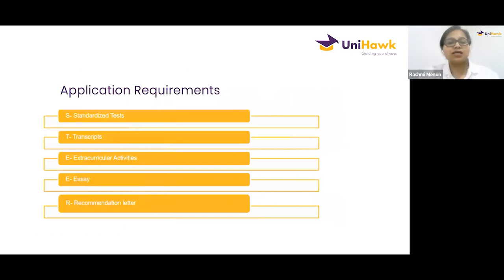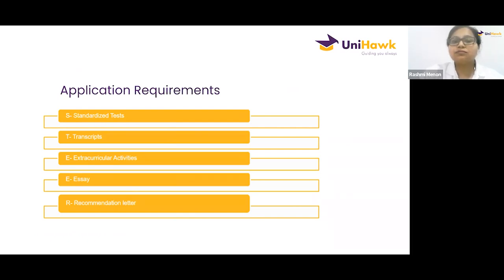Now, for the application itself, what are the requirements? A very simple acronym to remember would be STEER. The first one is standardized tests. So are standardized tests really necessary for a UK application?